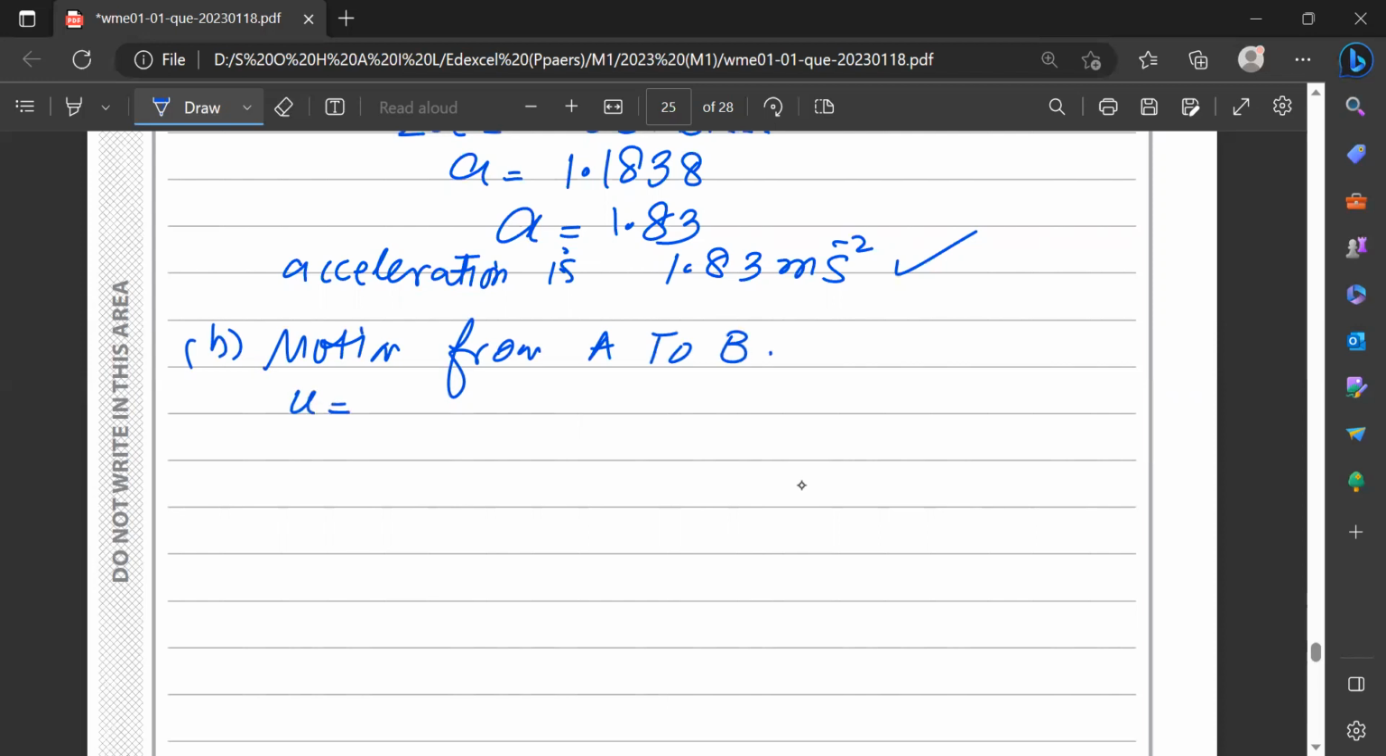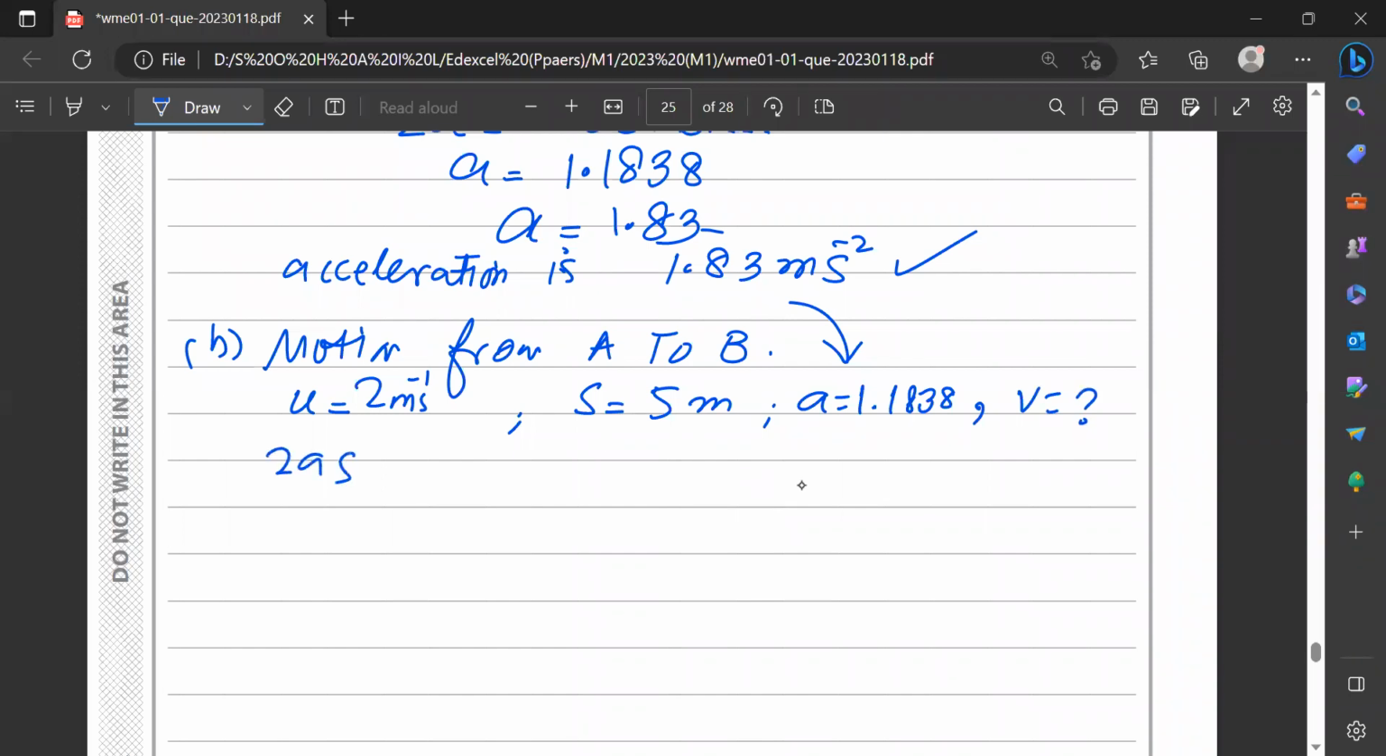Initial speed u is given in the question, 2 meters per second. The distance is given, 5 meters. Acceleration is this value, 1.1838. And v is the question mark.